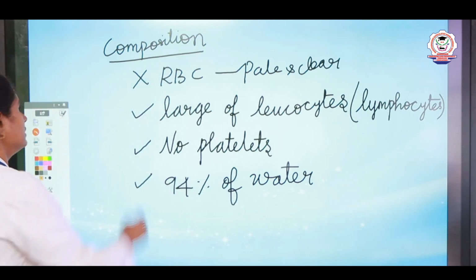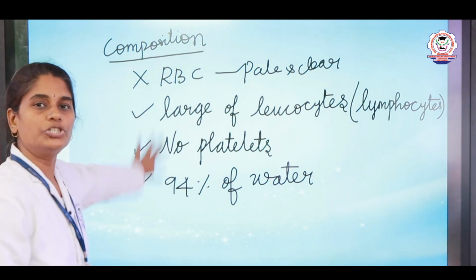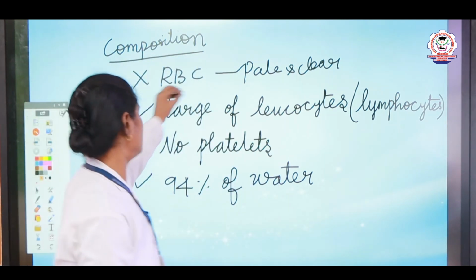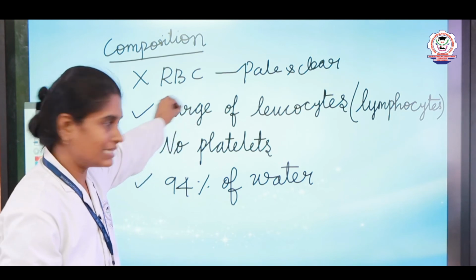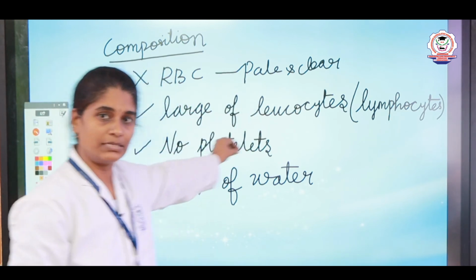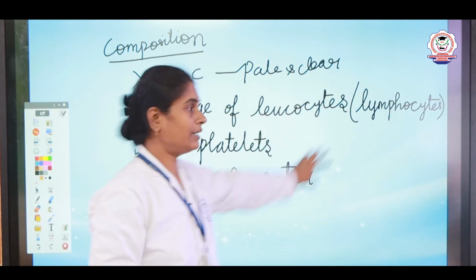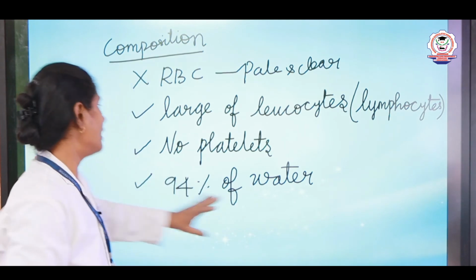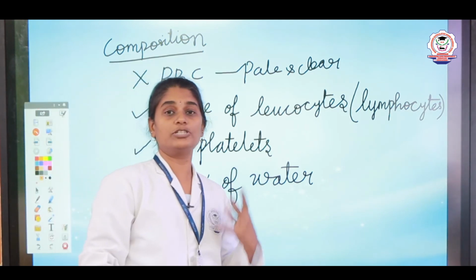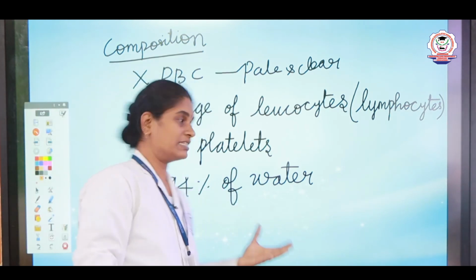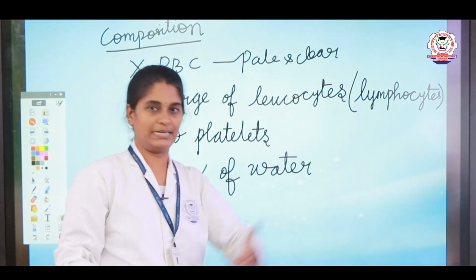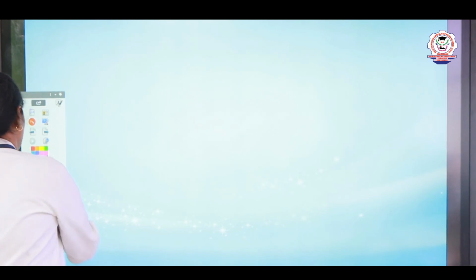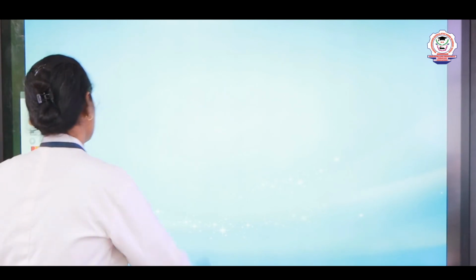Right. So, this is about the composition of the lymph. The lymph does not have red blood cells, and as it does not have red blood cells, it is pale and clear, and a large number of leukocytes are present in the lymph. It consists of nearly 94% of water, and no platelets are present, right. So, this is about the composition of the lymph. Now, let us see the functions.